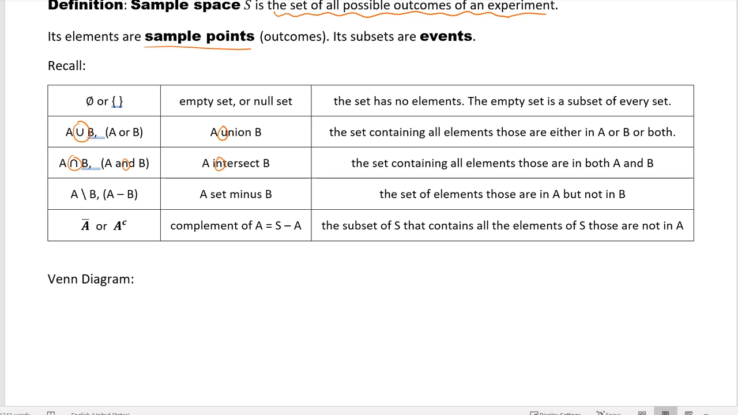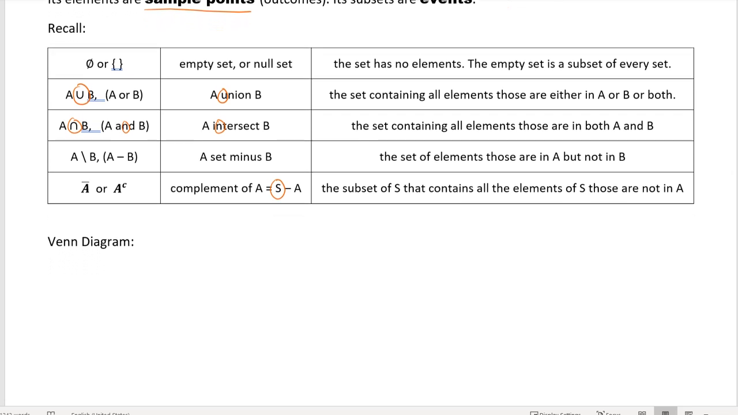And we also talked about the set minus. A set minus B is the set of elements that are in A but not in B. So you start with the elements in A, and then you look at B and take out the elements which are in B, okay? And then the complement of A: sometimes we call the universal set U, or we can use S for the sample space, okay? The complement is a subset of S that contains all the elements of S that are not in A.